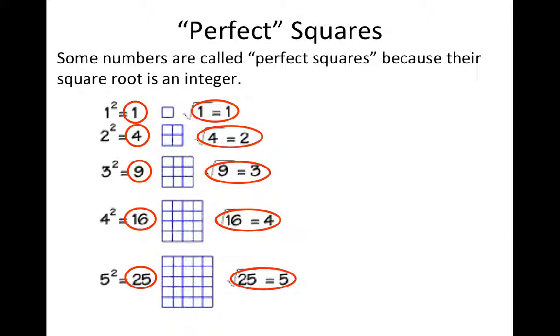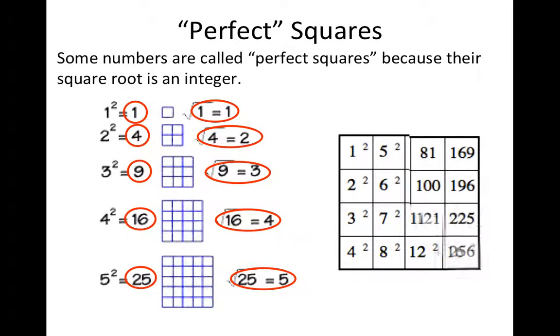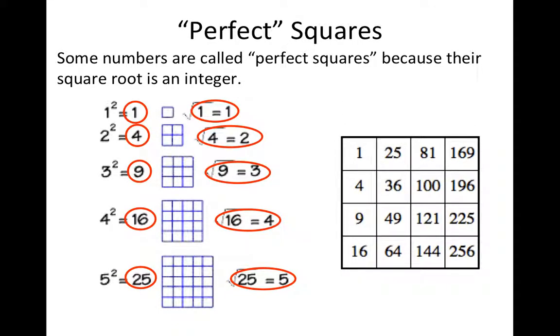And you should have a good idea of what the perfect squares are, and here is a chart of 1 through 16 squared. So you should be at least familiar with those numbers, so when you see them, you can say, oh, I see that that number is a perfect square. It is x squared.